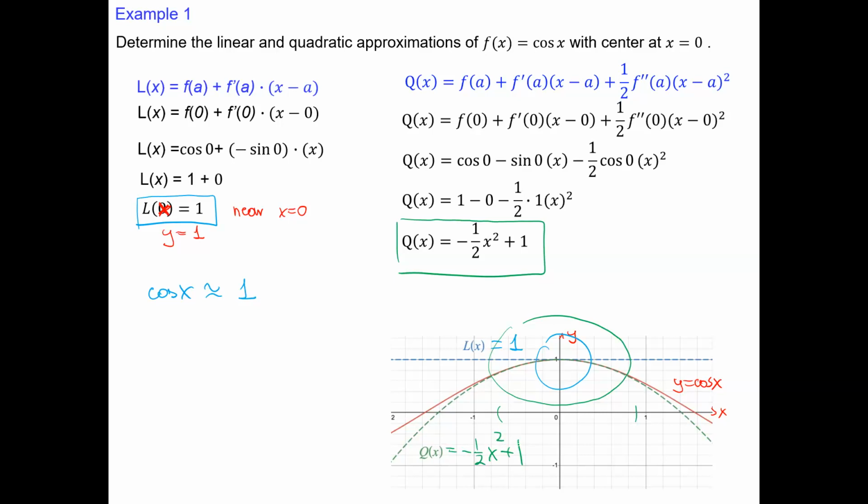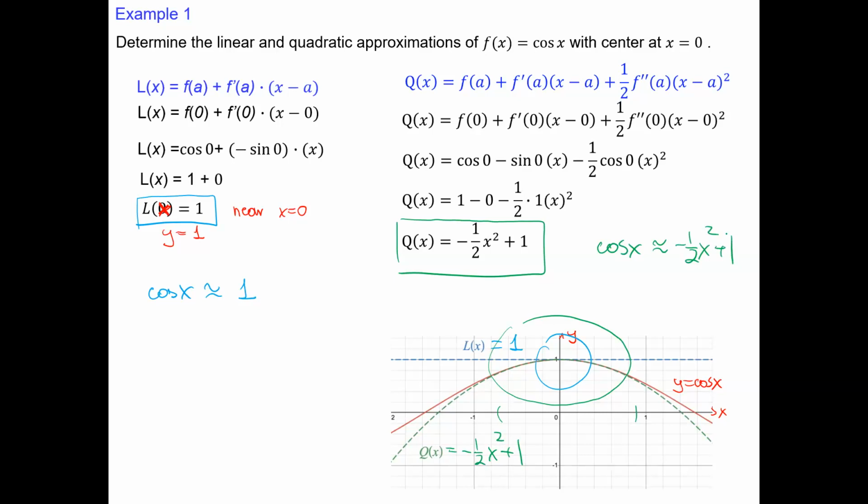That means it's also nice. We may approximate cosine, a trigonometric function, by a polynomial. Polynomial approximation. So I think it's really cool.